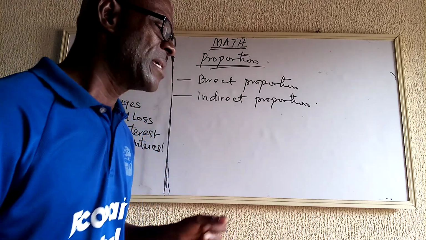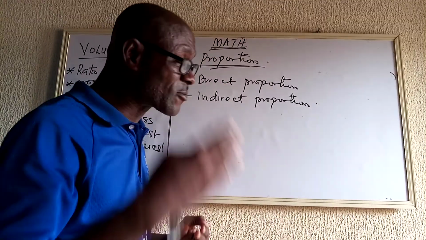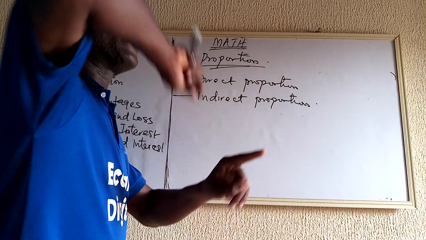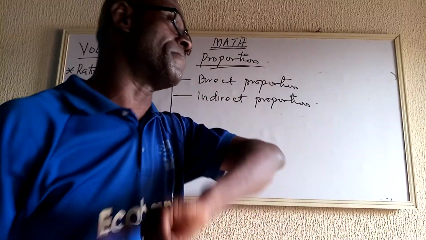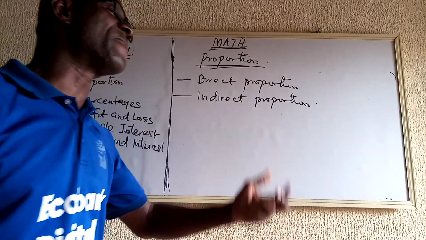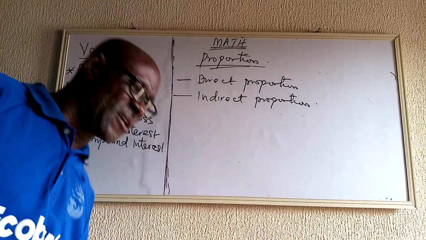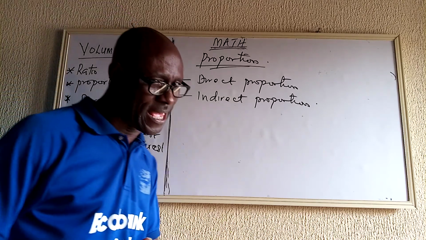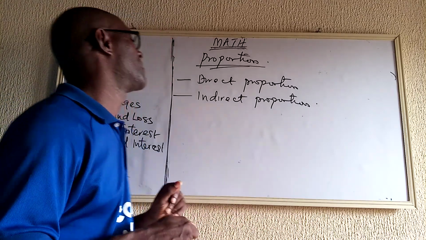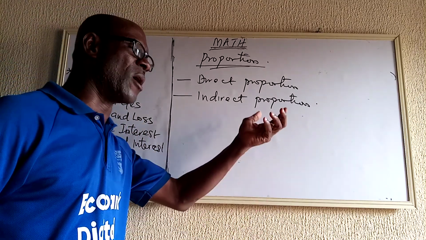Why? Because since there is an increase in the number of items to be bought, then there must be an increase in the what? In the price. That means somebody buying 5 will pay more than somebody buying 3. That is direct proportion. And if the first person buys 5 and the other person buys 2, definitely the other person who buys 2 will pay less than the person who buys 5. That is direct proportion.